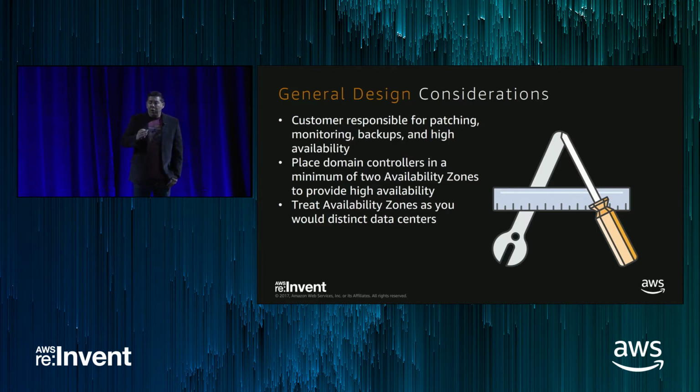Most importantly, you want to ensure that your ADDS is highly available, so leverage multiple availability zones within AWS in a region. Place domain controllers in a minimum of 2 availability zones so that you have high availability, and treat those availability zones as you would distinct data centers. So availability zone 1 being one site, and availability zone 2 being another site, so that if you have applications running in those availability zones, they have domain controllers local to them that they can leverage.